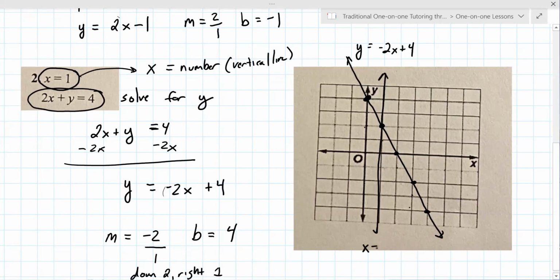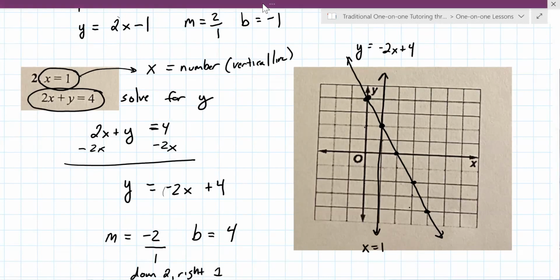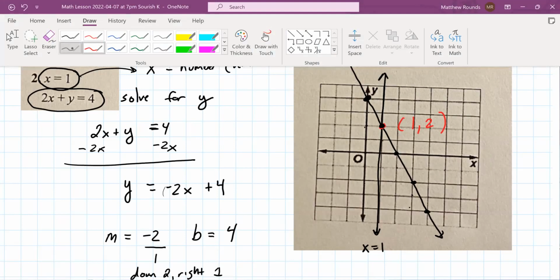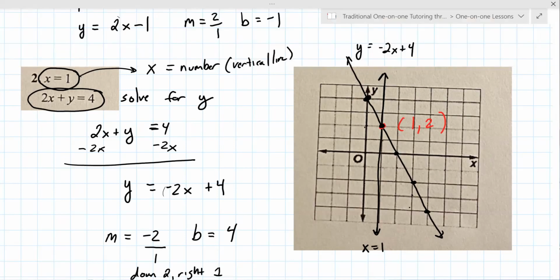Okay, so here's the other line, and you can see where they intersect. They intersect right there where the two lines converge. 1, 2. Let me know when you get all that down and we can take a look at the next problem.